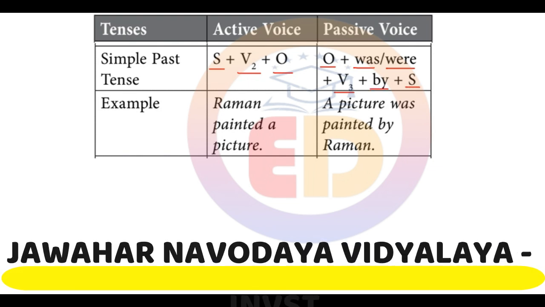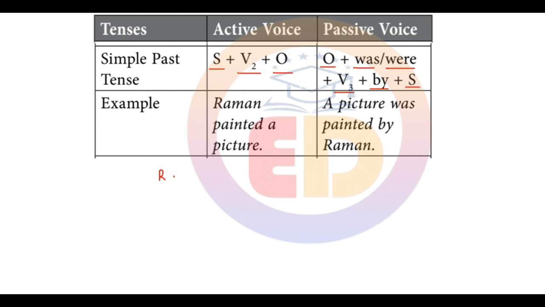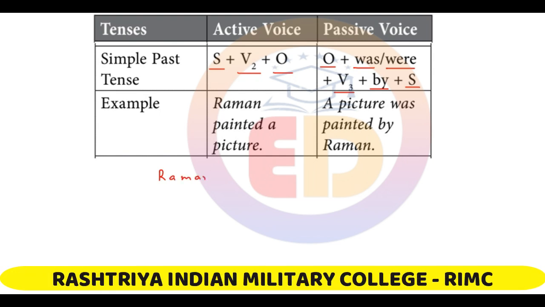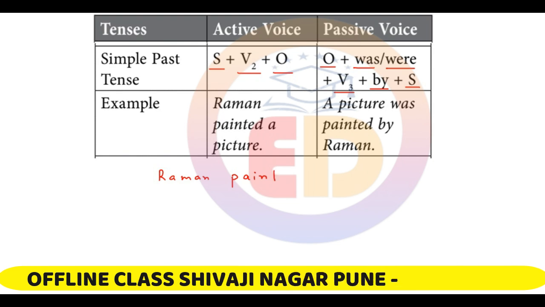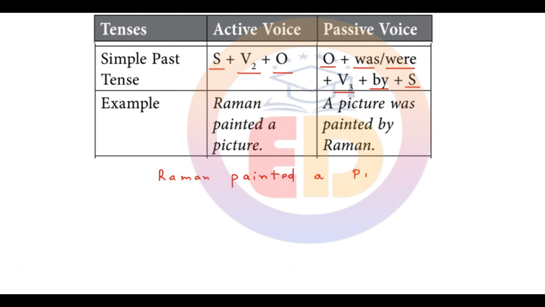Look at the example. Raman painted a picture. Raman is the subject. Painted is the past form of the verb. A picture is the object.